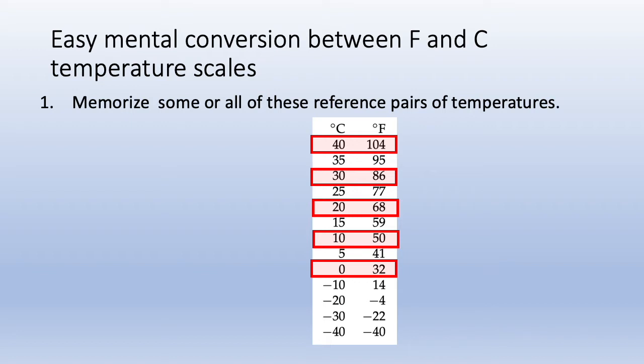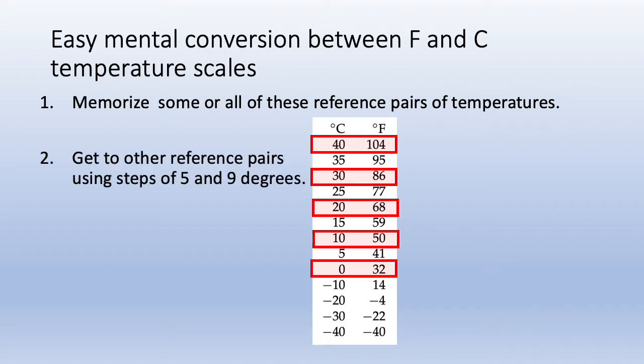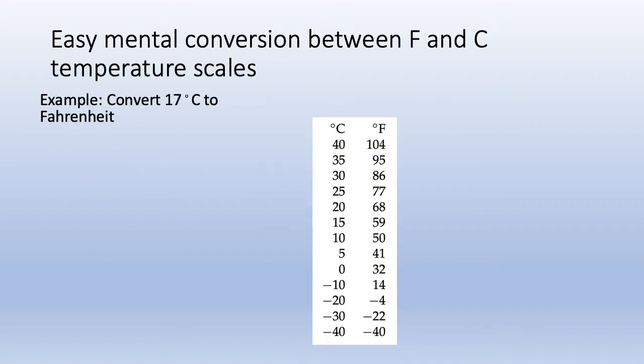If you have even just these pairs of numbers in your head, or even some of those, you can usually do pretty well from there to estimate the Celsius temperature from Fahrenheit and the other way around. And of course, you can get to all the other reference pairs just using steps of 5 and 9 degrees. And then finally, you can interpolate when necessary, and you don't need to interpolate very accurately to get something useful. So for example, let's say that somebody says the temperature is 17 degrees Celsius, and you're thinking, well, I don't know what that is in Fahrenheit, so what is that?